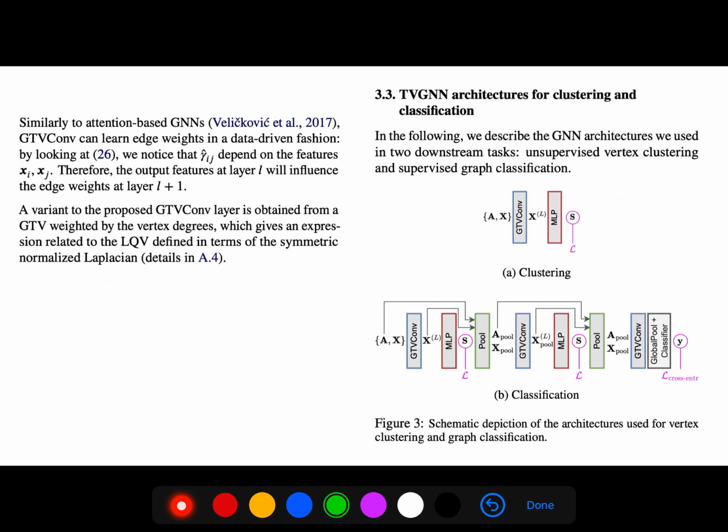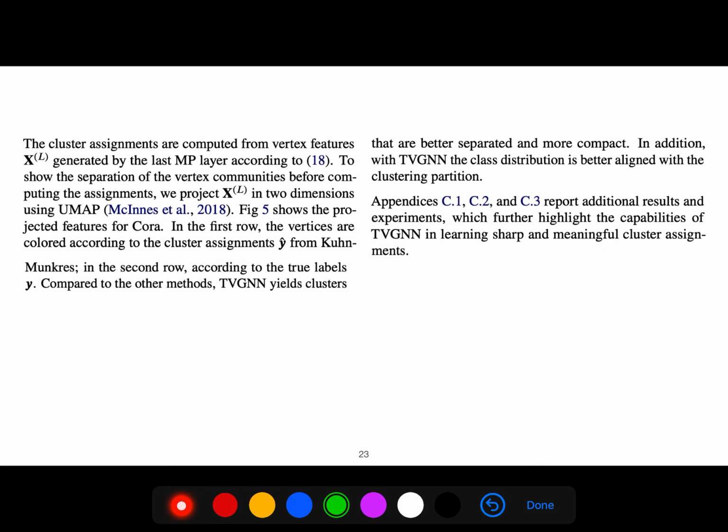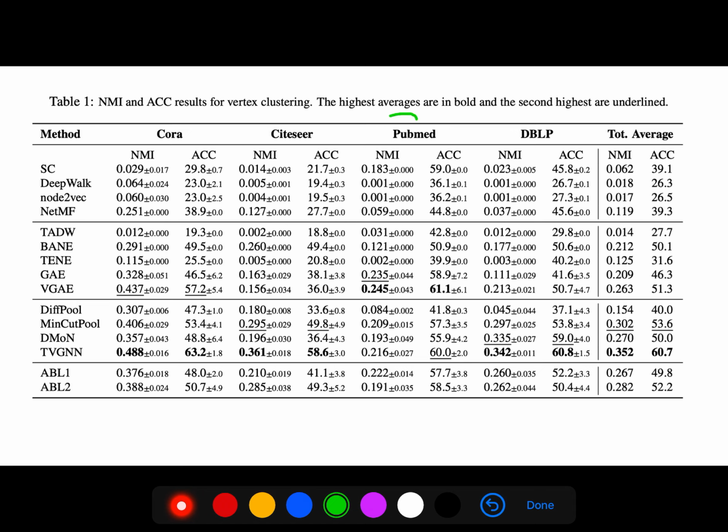And you can cascade it: multi-layer perceptron, pooling, convolution, MLP, again pooling, to get the cross entropy loss, and then by backpropagation you get the weights of your variables. And they did some experiments on, for example, PubMed. Of course, this is the highest average of ACC and NMI for vertex clustering.